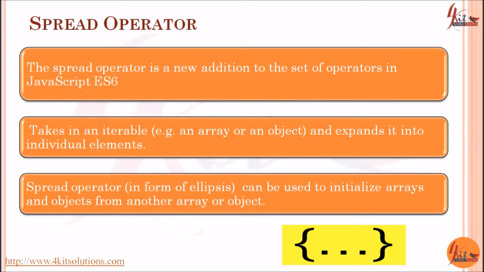Suppose we have an array and we want to copy the elements of that array into a new array. Instead of writing a for loop and copying each individual element of that array, we can use the spread operator.